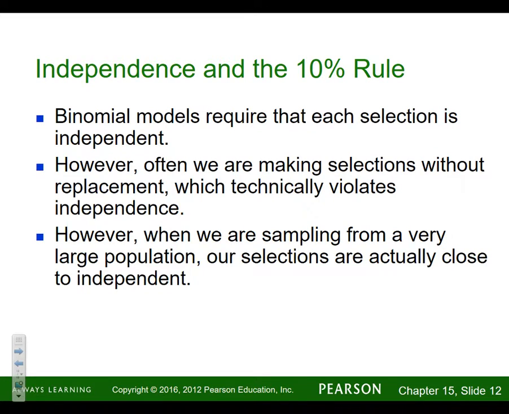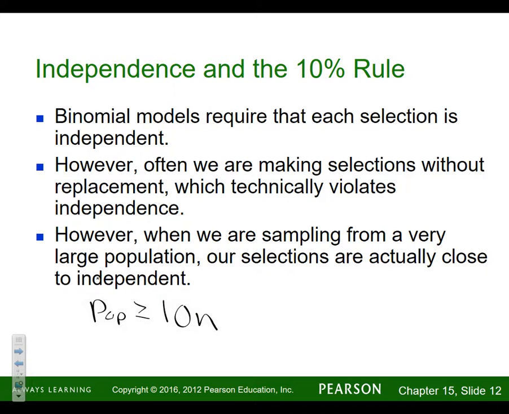There's a couple ways that you can see this. This is called the 10% rule. To figure out whether it's independent, take 10 times the sample size n. So if the population is greater than or equal to 10n.